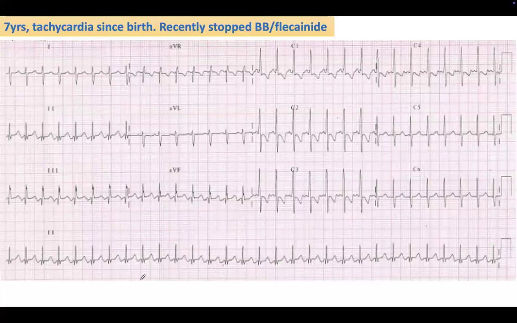Okay, so we'll simplify things by showing ECGs. This is a 7-year-old patient who's been tachycardic since birth, and recently he was on a combination of beta blockers and flecainide, and he was recently advised to stop medications and see what happens. Then the patient had repeat tachycardia or palpitations, and this is the ECG. So, guys, really quick, how do you describe the ECG?